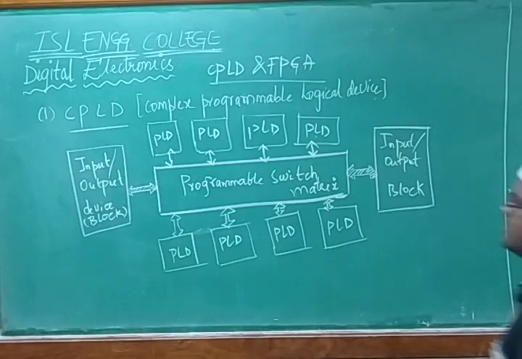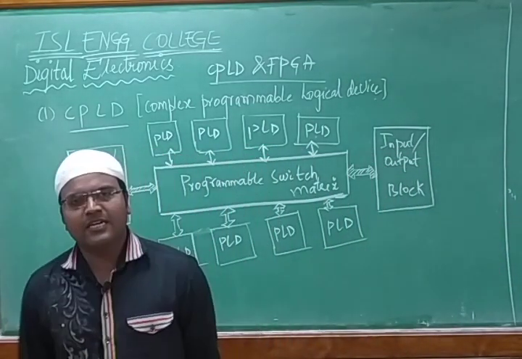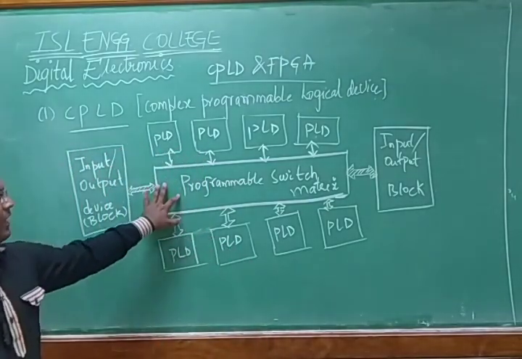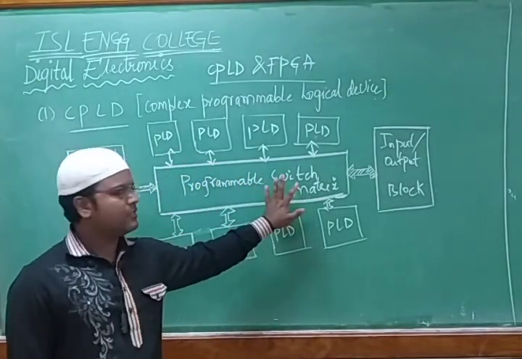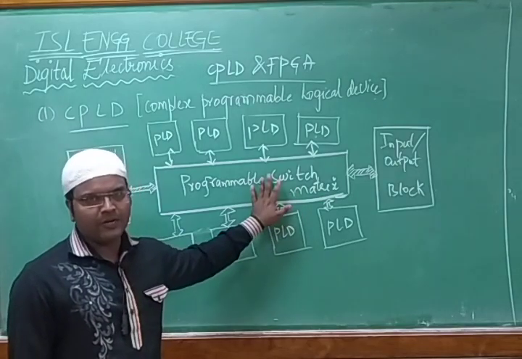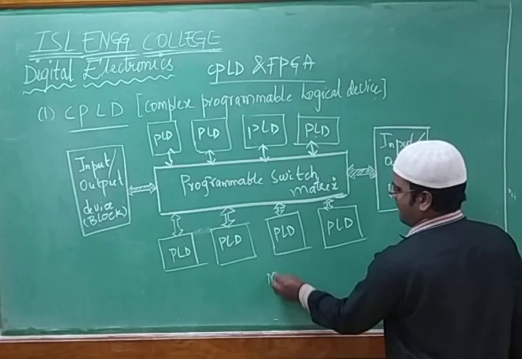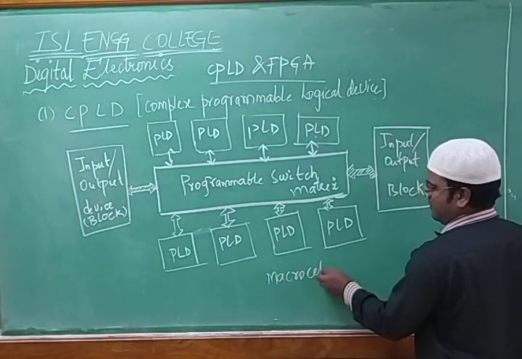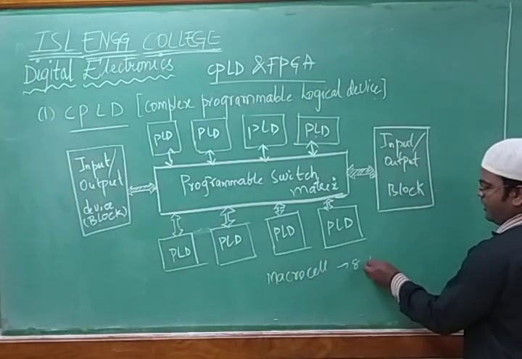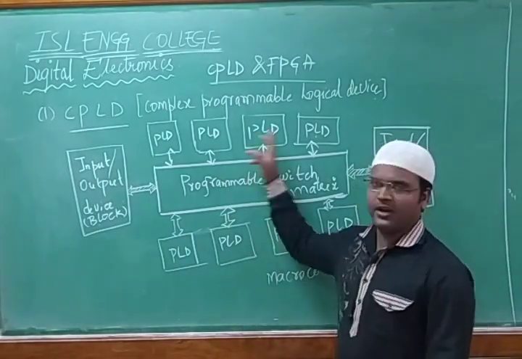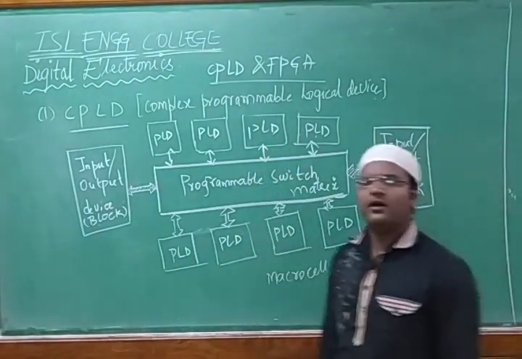So what did I just say? First, the main concept of your CPLD is that we will be having a programmable switch matrix. This is going to work as a switch. That depends upon the macro cells. Typically it has 8 to 14 micro cells. So it can be 8 or it can be 14 micro cells.